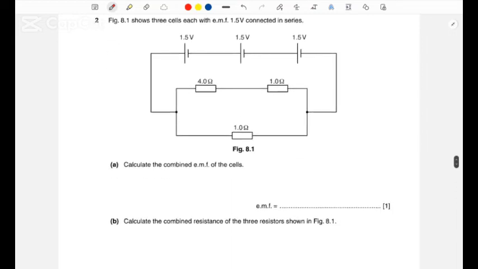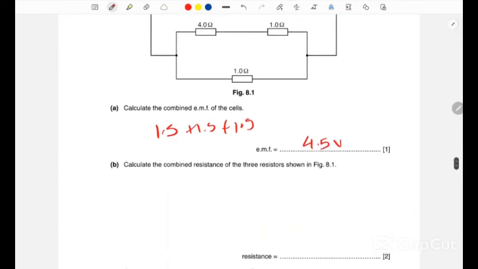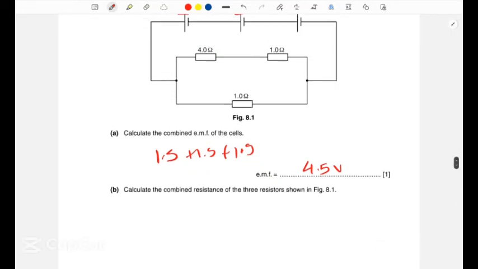Next question. Figure 8.1 shows 3 cells, each with an EMF of 1.5 volts, connected in series. Calculate the combined EMF of the cells. Okay, this is a simple one. We just add 1.5 plus 1.5 plus 1.5. As we have 3 cells of 1.5 volts, that would give us 4.5 volts. B. Calculate the combined resistance of the 3 resistors shown.